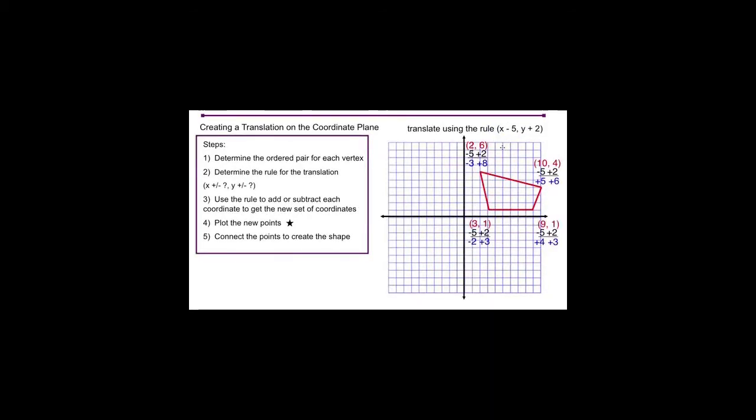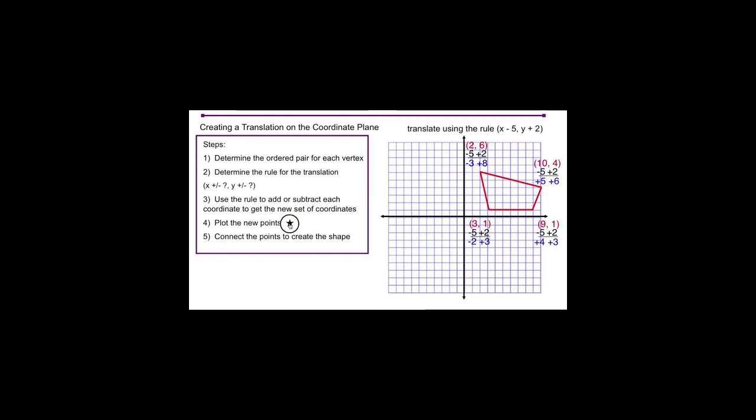So it says use the rule to add or subtract each coordinate to get the new set of coordinates. So again, my rule is x minus 5, y plus 2. Here are the coordinates for each vertex. And now we're going to use that rule to add or subtract. So 2 and 6, okay, 2 and -5 gives me -3. 6 and 2 gives me 8. So now it's important to remember your integer operations. So I do that with each point. And I get my new coordinates. So here would be (-2, 3). Here would be (4, 3). And here would be (5, 6).